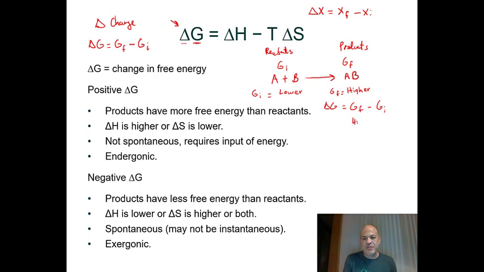Now, if the final is higher in value, maybe it's 1,000, and the initial was lower, let's say it's 500, so it's just a lower value. I want you to think about what the sign of the answer would be if you're taking a higher value and subtracting a lower value from it. If that's the case, then your answer is going to be positive. And anytime delta G is positive, that means that your products ended up with higher energy, and that energy had to come from somewhere. It had to come from outside, and that means you have to put in energy. When you have to put energy into it, it's not spontaneous. It's not going to happen on its own.